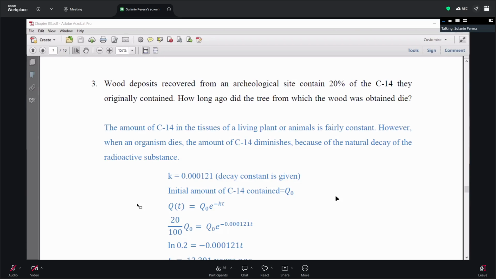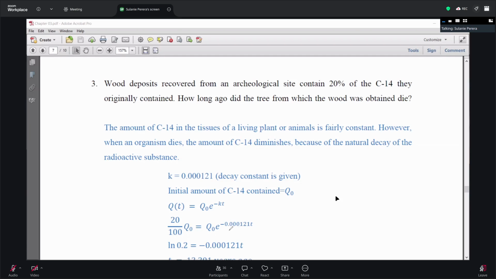So there is some assumption. The amount of carbon-14 in tissues of a living plant or animal is constant. However, when an organism dies, the amount diminishes. So it's a decaying function because of the natural decay of the radioactive substances. Carbon-14 is a radioactive substance, right? So it decreases. Because of that, the amount of carbon-14 also decreases. So we assume that the decay constant is given. So here k is given.